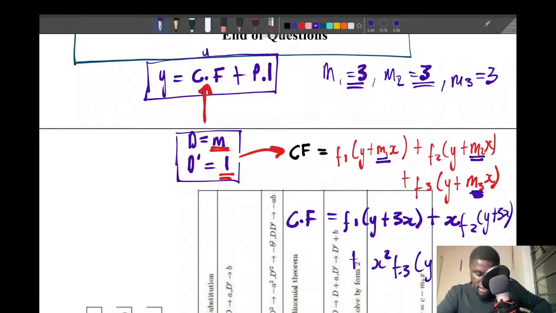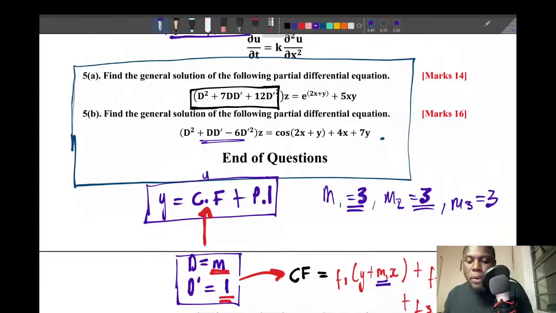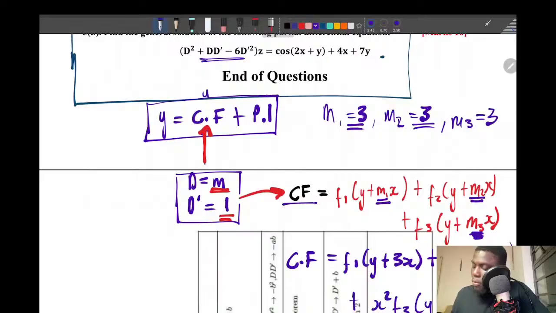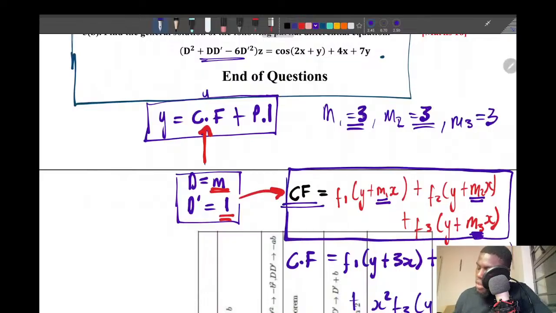Let's summarize this so everybody knows what to do. You get a situation like that. The very first thing I need you to do is simple: replace the D's with m's. How you replace: D will be m, then D prime will be 1. Then you resolve and get values for m, and then you tell us what your complementary function is. Done. And to tell us what your complementary function is, it's not like method 4 where we are coming from. Your complementary function is always in this form.